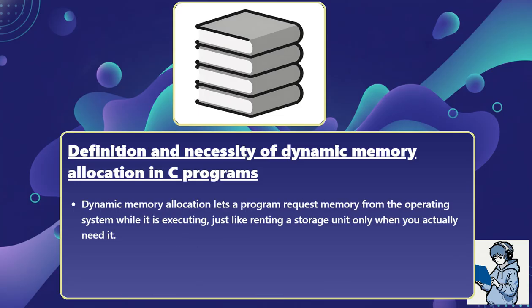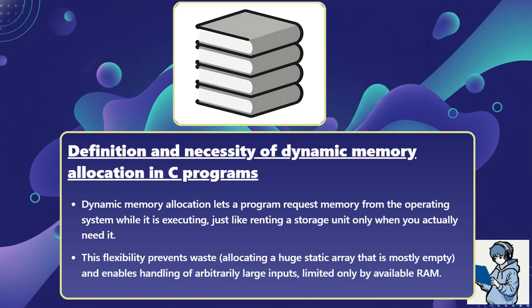Dynamic memory allocation lets a program request memory from the operating system while it is executing, just like renting a storage unit only when you actually need it. This flexibility prevents waste, such as allocating a huge static array that is mostly empty, and enables handling of arbitrarily large inputs, limited only by available RAM.